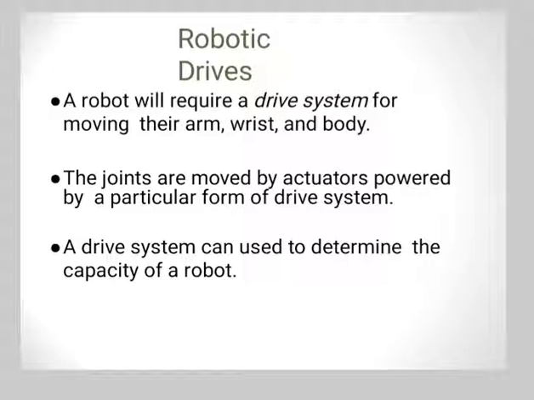A robot will require a drive system for moving its arm, wrist and body. The main motive power of the robot is in the drives. Various transmitting elements are employed to drive the mechanical links to the desired position and orientation in the envelope of the robot manipulator.